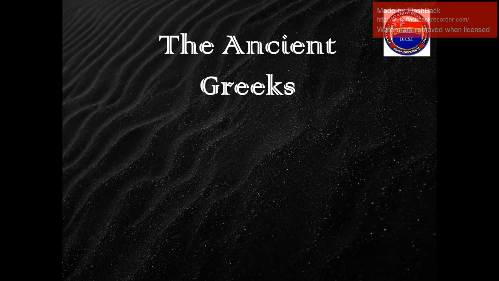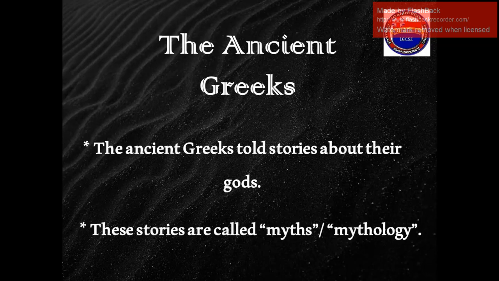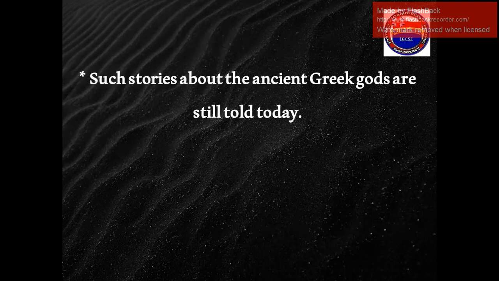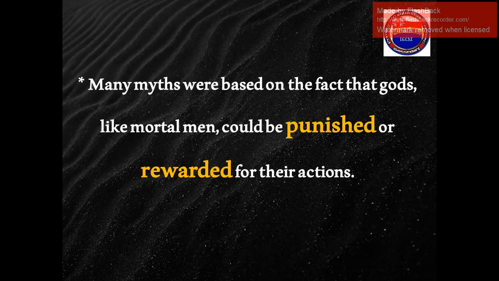Now let's talk a little bit about the ancient Greeks. The ancient Greeks told stories about their gods. These stories are called myths, short for mythology. These stories about the ancient Greek gods are still told today. The magical world of the ancient Greek gods was a world full of fights and wars, fear and fun, and punishment and love. Many myths were based on the fact that gods, like mortal men, could be punished for doing something bad and could be rewarded for doing something good.